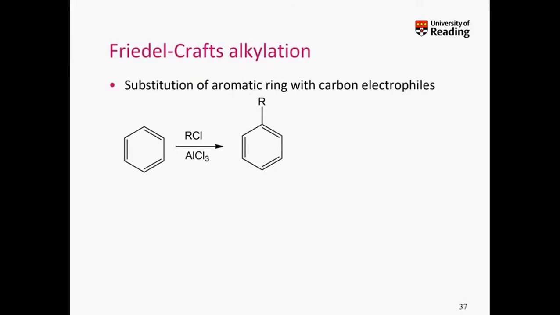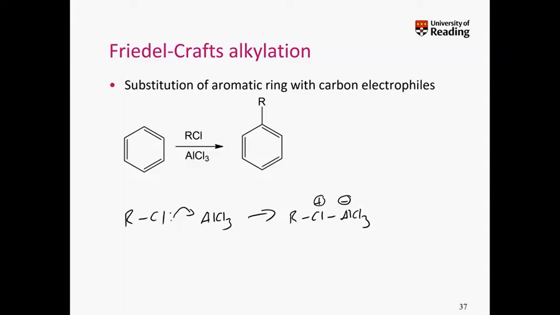So we're going to take our RCl, and we're going to do exactly the same. We've got the lone pair of electrons in the chlorine. We're going to introduce our Lewis acid, and we're going to form a bond between the chlorine and the aluminium of our Lewis acid. Okay, so that's exactly the same as we did with the Cl2 example.